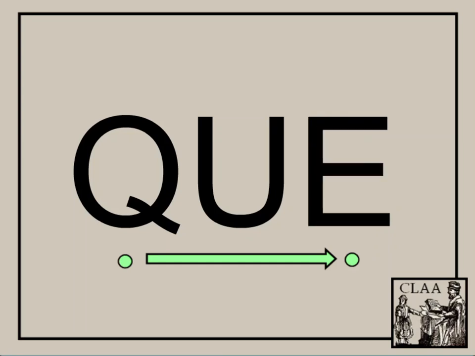Now let's begin with the consonant ku, move on to the vowel oo, and finish with the vowel e. Point to the green dot under the consonant ku and we'll begin.